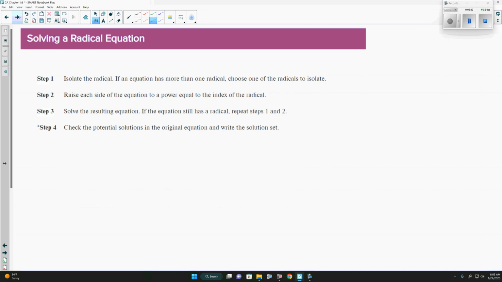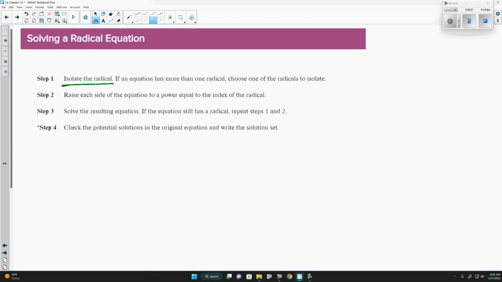Now, solving a radical equation. We've done these before. And we've done them in Algebra 2 more in depth than what we're going to do in here. Whenever we solve these here, we want to isolate the radical. Get it by itself, just like what we did with absolute values. We want to get it by itself.